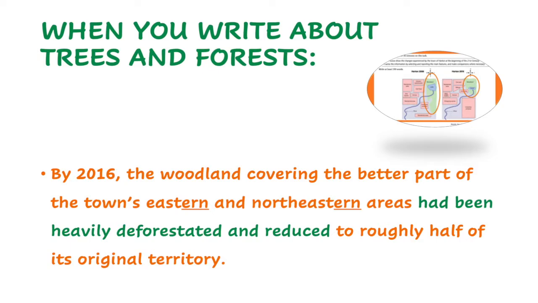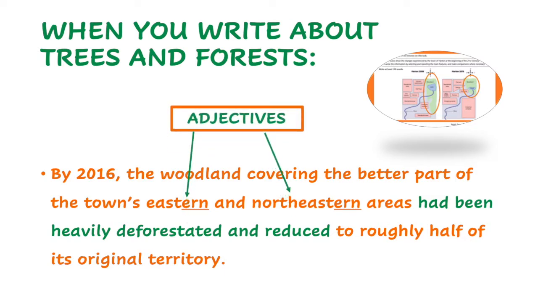Why am I using eastern and northeastern? Well, it's because they are adjectives in this context. How do I know? It's areas that gives me the clue, the noun next to which the adjectives sit. So if you're using the cardinal directions next to a noun, add ERN at the end of the word.